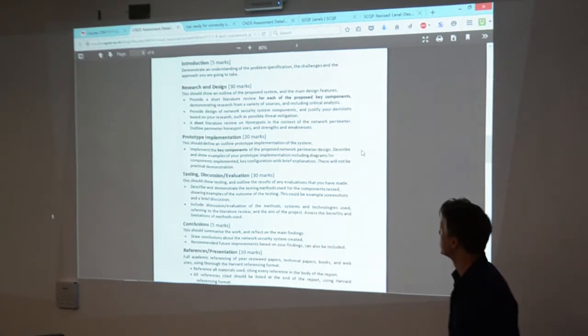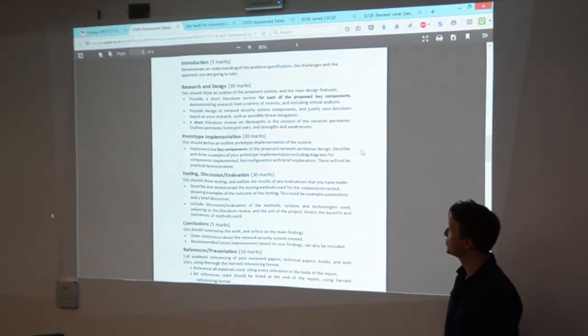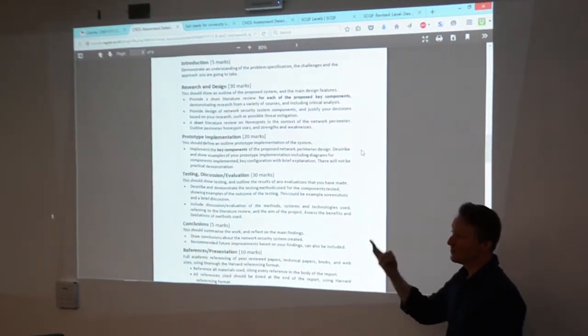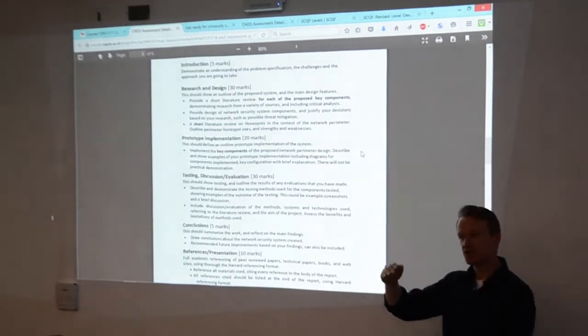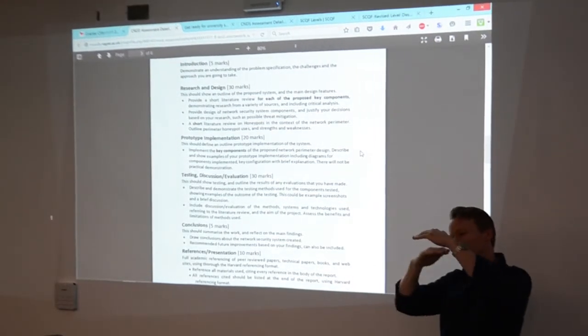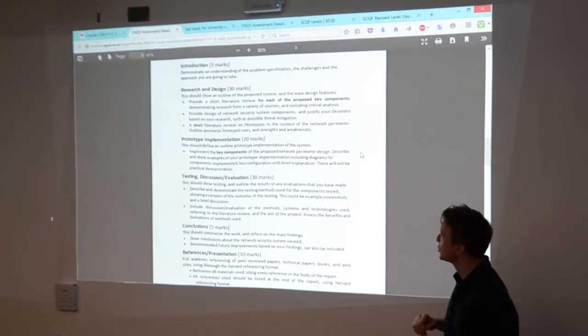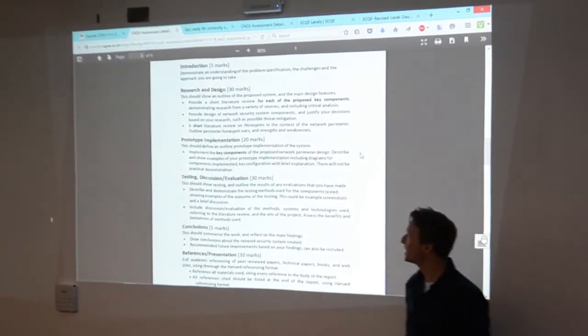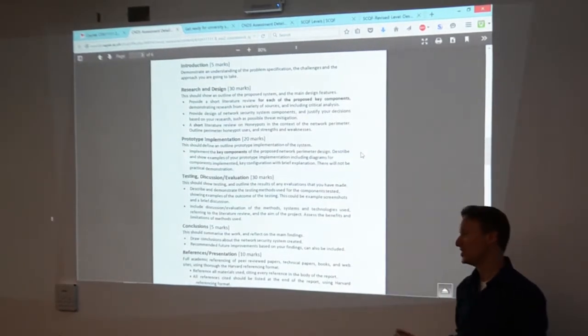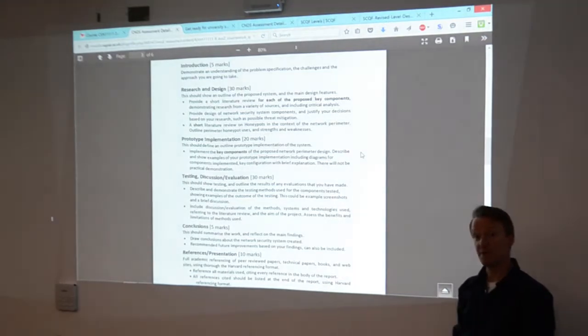Okay, so that's just to sort of kick you off with the research and design. If you've got a bit of research, you make some decisions, and then you justify those design decisions from the research. And then in this part, obviously, we're going to implement something.